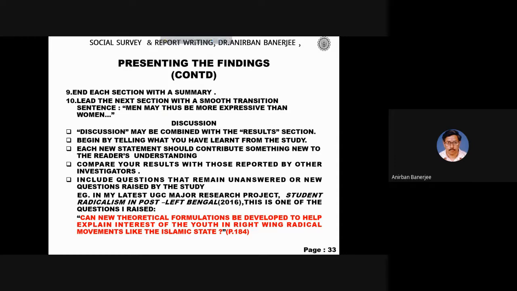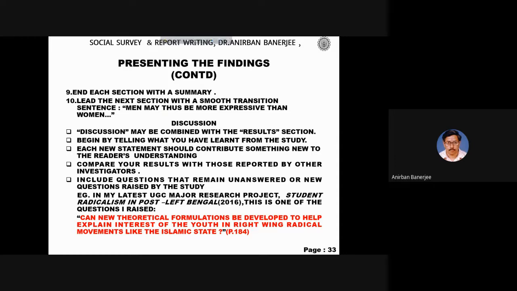Now let's look at the discussion section. Discussion may be combined with the results section. Begin by telling what you have learned from the study. Each new statement should contribute something new to the reader's understanding. Compare your results with those reported by other investigators. Include questions that remain unanswered or new questions raised by the study.